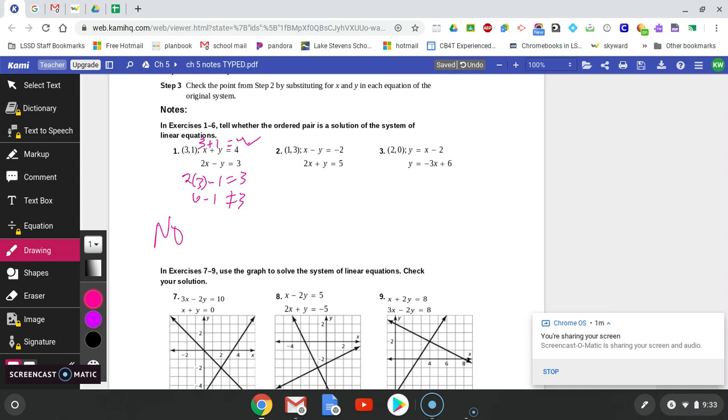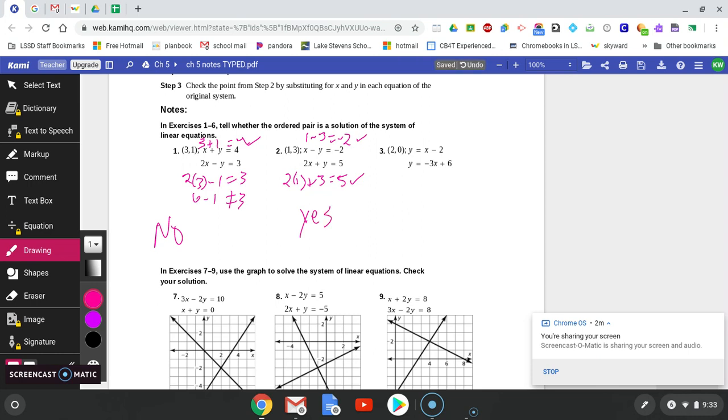All right, so we can try number 2 and 3 and check in and see how you did. Okay, so I'm going to plug in a 1 and a 3. 1 minus 3 is negative 2, so it checks out. If I plug in a 1 for my x and a 3 for my y, 2 times 1 is 2, plus 3 is 5. Checks out, so yes, it is a solution.